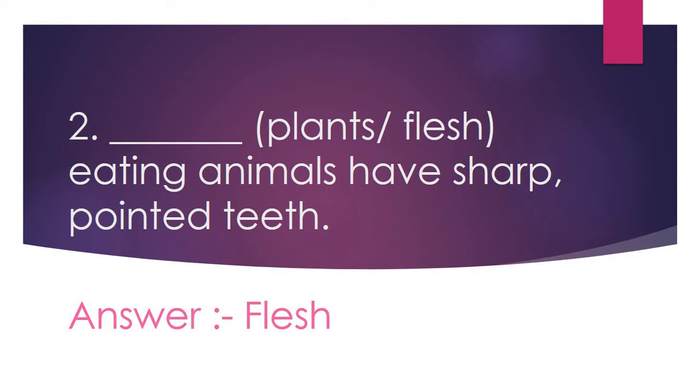Anyways, the correct answer here, please check your answer, is flesh. Flesh eating animals have sharp pointed teeth because they need to tear their food with the teeth and their jaws. I hope you have written the same answer. If not, it's okay. You can put a cross mark if you have written plants. If you have written flesh, you can put the tick mark.